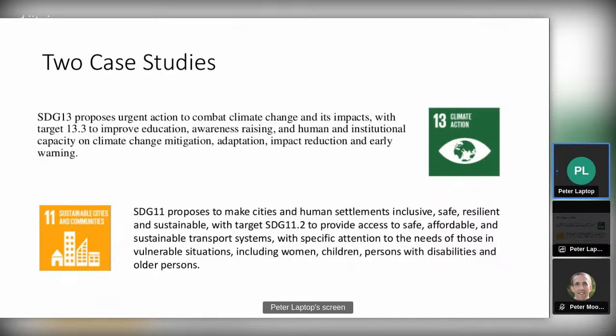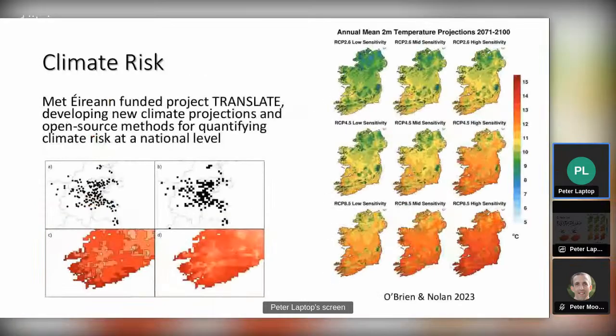And so there are two examples that I'm just going to work through and talk about what we're doing there. So, climate risk, and this is something that we've been working on for the last 2 years between UCC and iCheck. Enda O'Brien and Paul Nolan have been developing new standardized climate projections for Ireland, and you can see them there in that article.